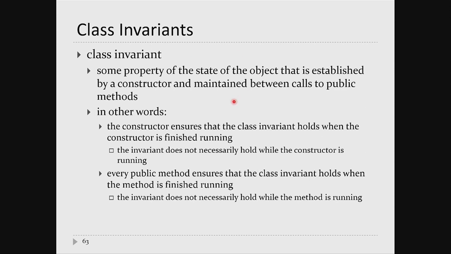So recall what an invariant is. An invariant is a condition on the fields of an object that's always true. It's a condition that the constructors and every public method of your class have to make sure is always true every time the constructor finishes or every time a method finishes. Your constructor ensures that the class invariant holds when the constructor is finished running. Every public method ensures that the class invariant holds when the method is finished running. While the method is running, the invariant doesn't have to be true, and similarly, while the constructor is running, the invariant doesn't have to be true. But when it's done running and returns back to the caller, your invariants have to be true.